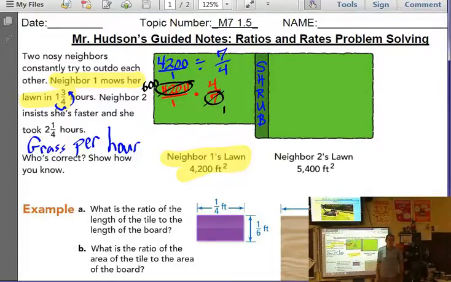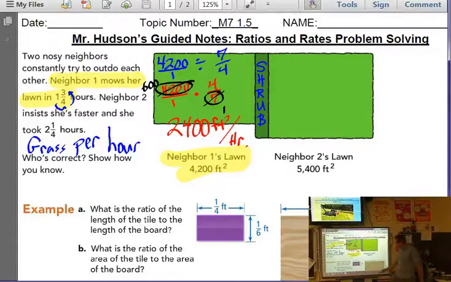Do I need a calculator anymore? Nope. Because I cross-reduced, I can multiply straight across the top. What would 6 times 4 be? 24, which then put your 2 zeros back on. They mowed at 2,400 feet squared, or square feet, per hour. 2,400 square feet per hour.